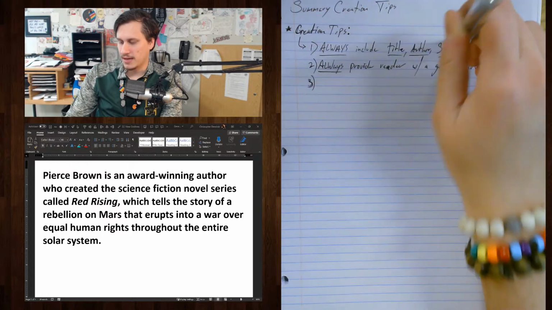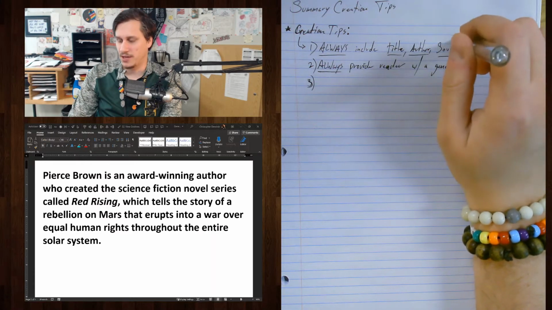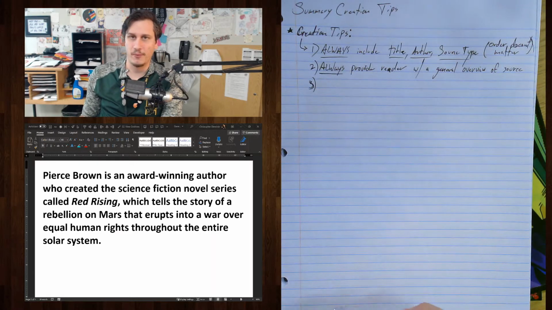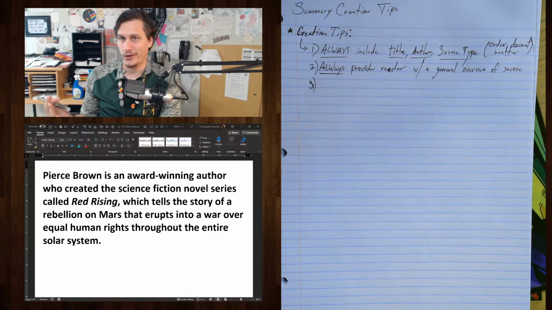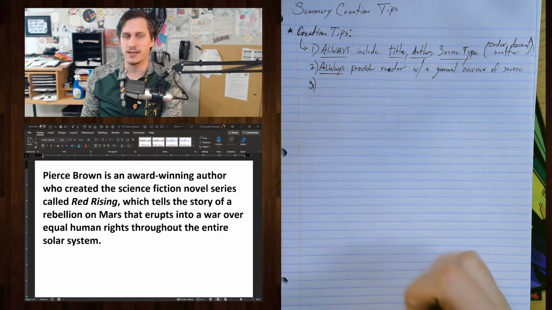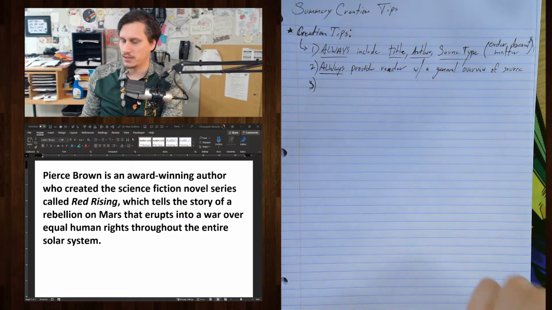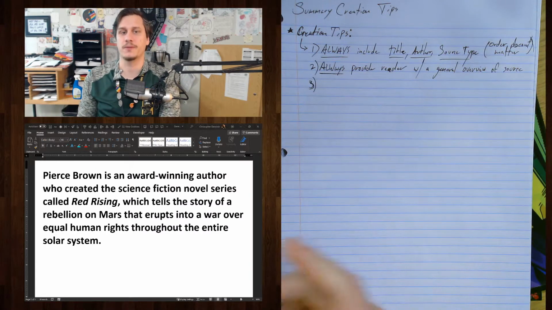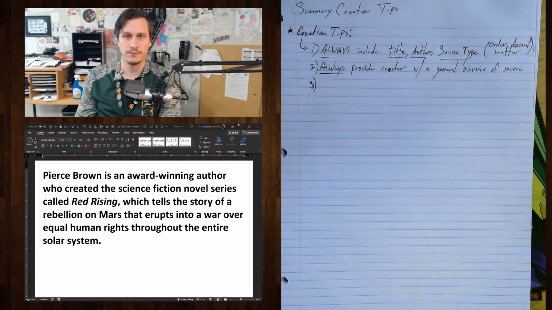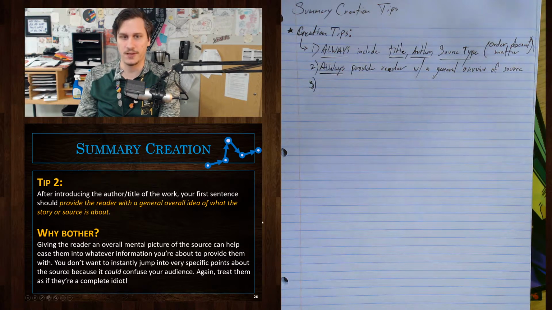Okay. With that said, I am demonstrating these first two tips. I'm not only giving the reader basic information, being like, oh, we're going to talk about a book. Oh, what's it called? Oh, it's Red Rising. Who's it by? Oh, this author. What is it about? Bam, right there. Tip number 2. You always want to give the reader a general synopsis.